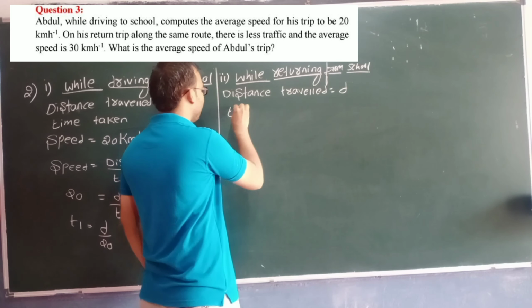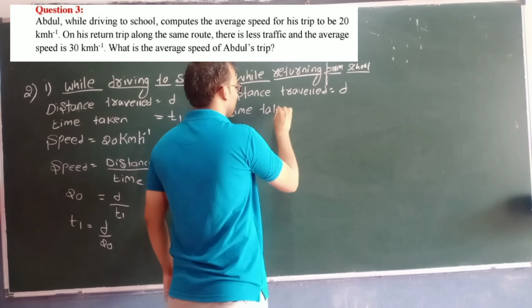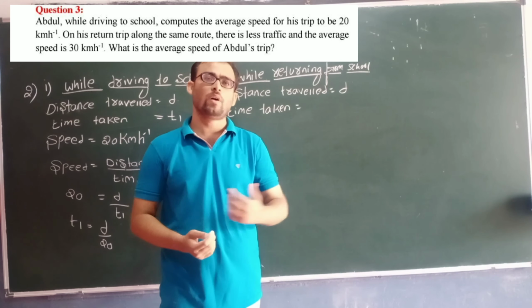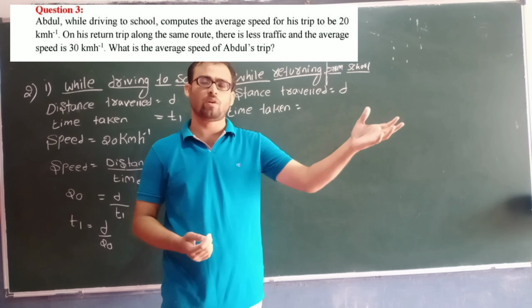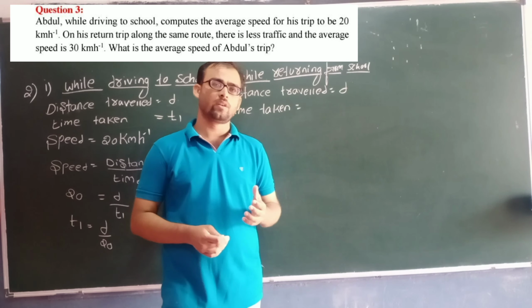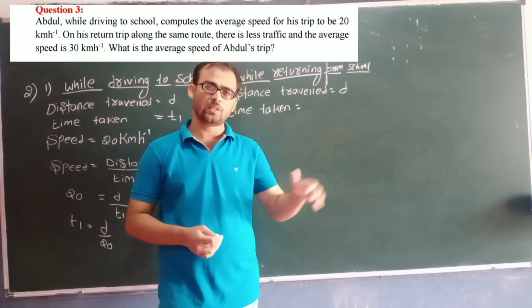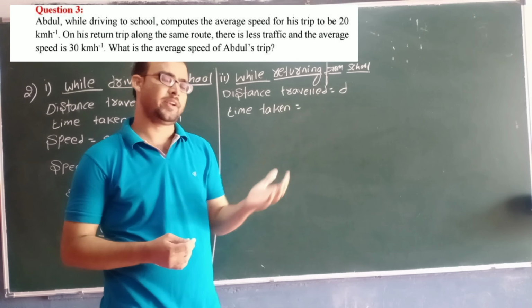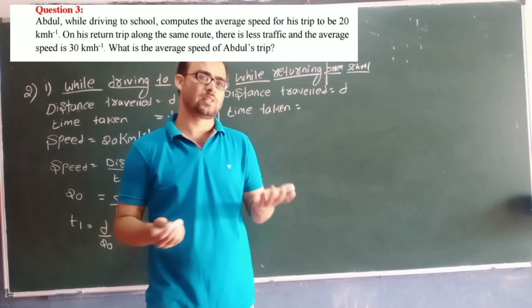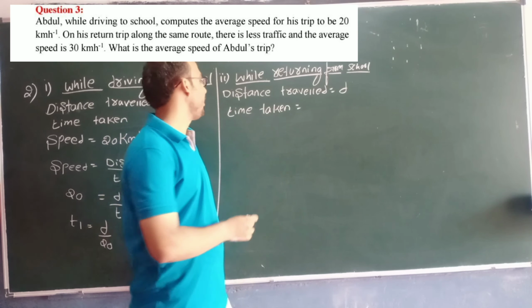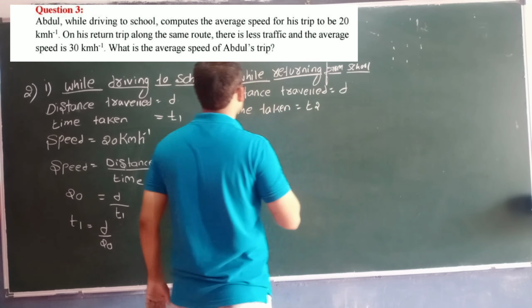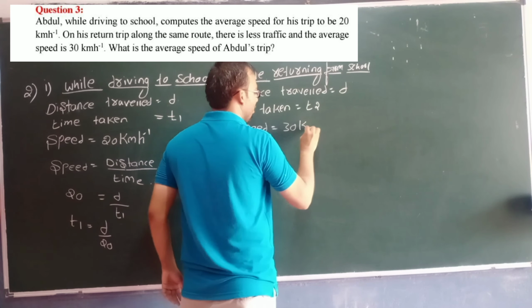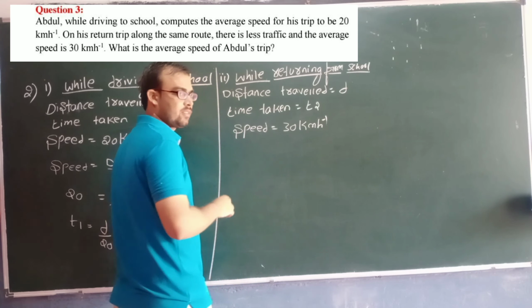Now, time taken. Students, here the time taken is not the same. Why? Because while going there was traffic and his speed was 20 km per hour, and while coming the traffic was less and his speed increased to 30 km per hour. So the time taken going to school and returning from school is different. Here we will take the time taken as T2. Now speed: 30 km per hour.